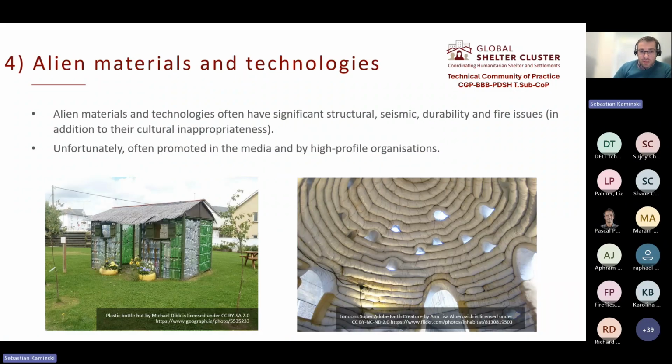And finally, that leads us on to alien materials and technologies. Now, the sector has moved really away from this, which is very good, but unfortunately, there are still some media organizations and high-profile organizations which promote these, and these are what I've used the term alien materials and technologies for. Anything from plastic bottle housing to super adobe. From a cultural appropriateness point of view, I think we can all generally acknowledge that these tend to be very inappropriate, but purely from a technical point of view, these tend to have a lot of issues, and they rarely perform as designers might claim, and they often have structural, seismic, durability and fire issues. So really, we should be avoiding them.